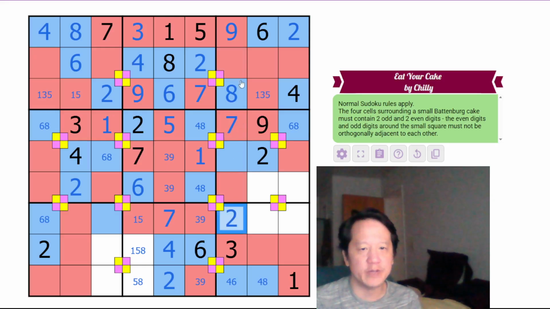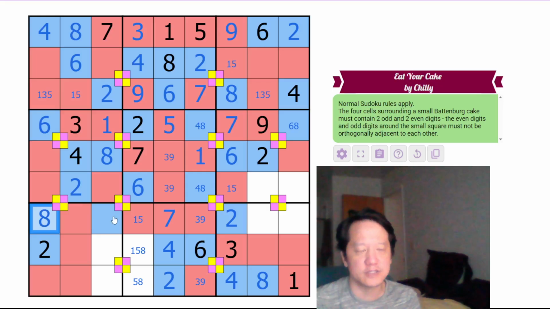That leaves the remaining odd digits in column 7 as 1 and 5. The even digit cannot be 2, 4, or 8 here. So this is 6, which makes this 4, which makes that 8. 6 eliminates 6 here, so that's 8 and 6. 6 eliminates 6 here, so that's 8.